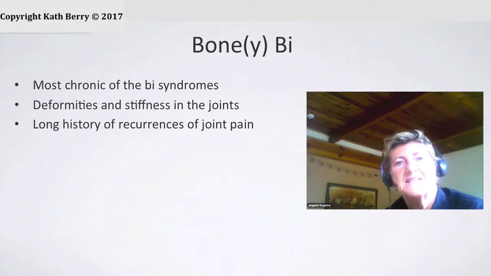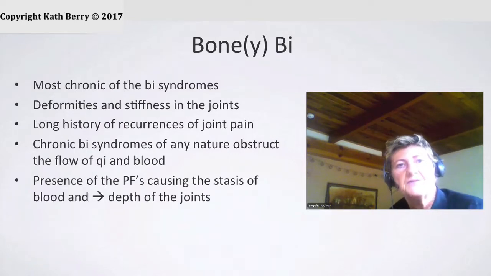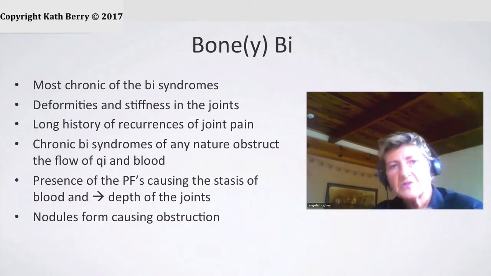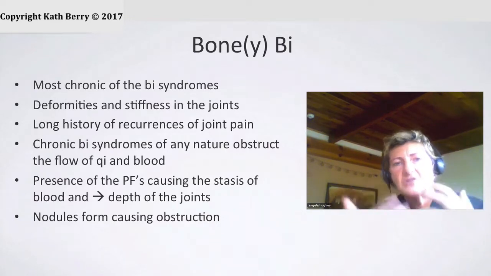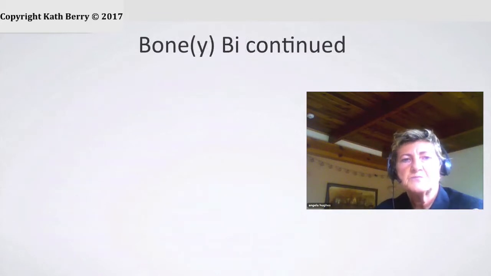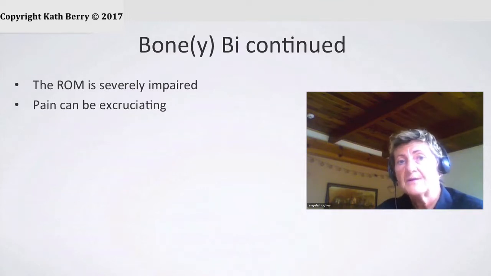Chronic Bi syndromes of any nature obstruct the flow of qi and blood with the presence of the pathogenic factors and cause the stasis of blood in the phlegm, which then settles to the depths of the joints. So that this all forms nodules, which then cause even more obstruction and cause the qi and blood to no longer be able to circulate. And it can cause either a buildup of heat or cold beyond the space of the joints. The range of motion is really, at this stage, pretty severely impaired, and the pain can either be excruciating or there can be no pain at all.